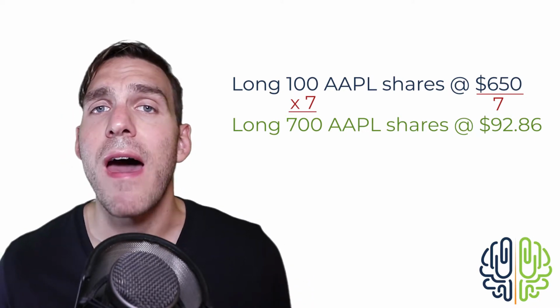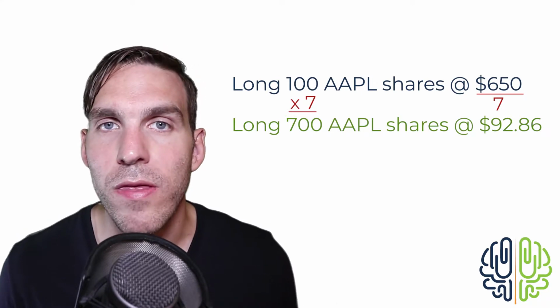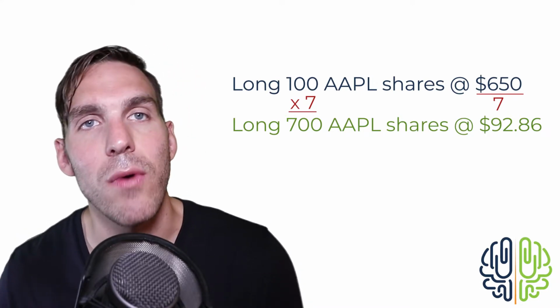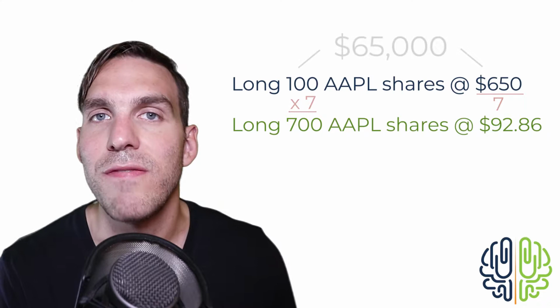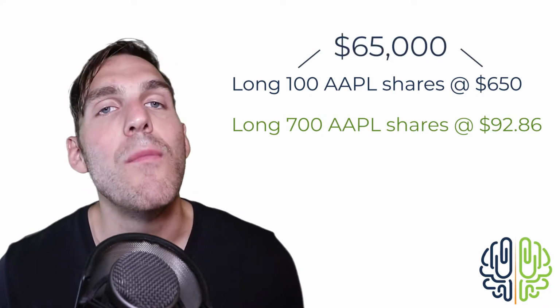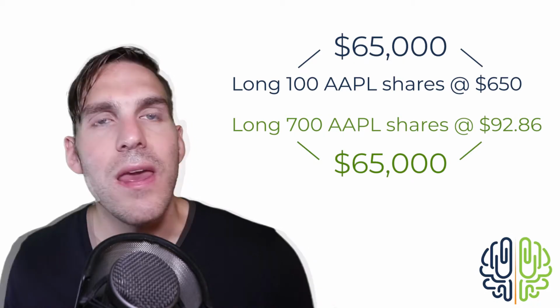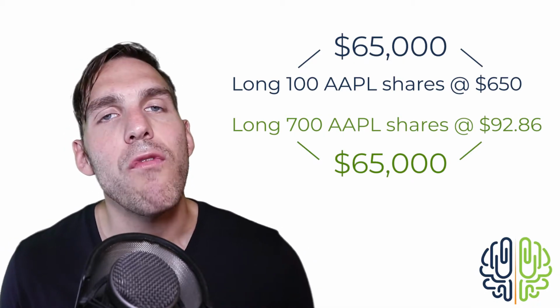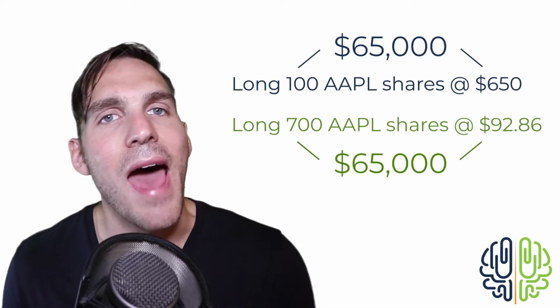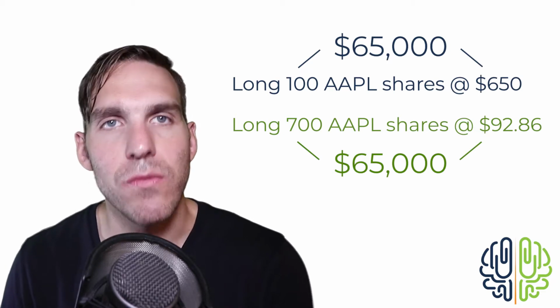The overall value of stock the customer starts with should be the same number that they end with. This customer started with $65,000 of Apple stock and will also end with $65,000 worth of Apple stock. If you don't end up with the same overall value of stock in the end after the stock split, your math was wrong.